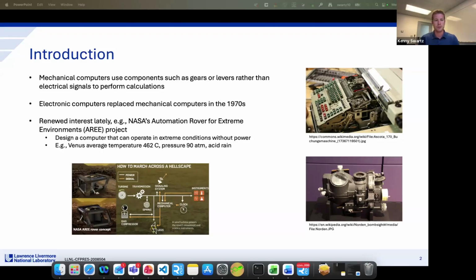But there's been some renewed interest lately, and one example of that would be NASA's Automaton Rover for Extreme Environments. The idea of that project was to design a computer that could operate in extreme conditions where electricity wouldn't necessarily work. For example, if you wanted to power a rover on Venus, where it has extremely high temperature, extremely high pressure, and maybe acid rain, this would be problematic for electronic components, but you could conceivably develop a mechanical computing system to perform your operations that would be much more robust.